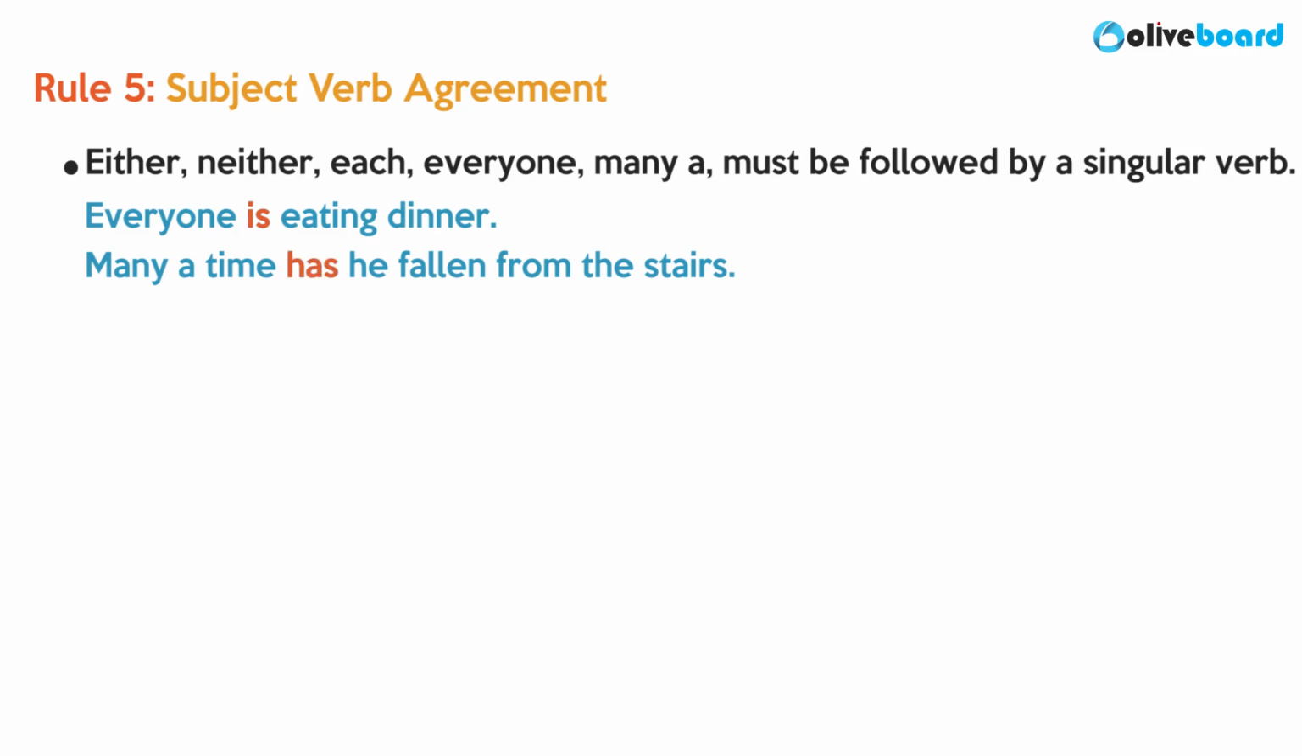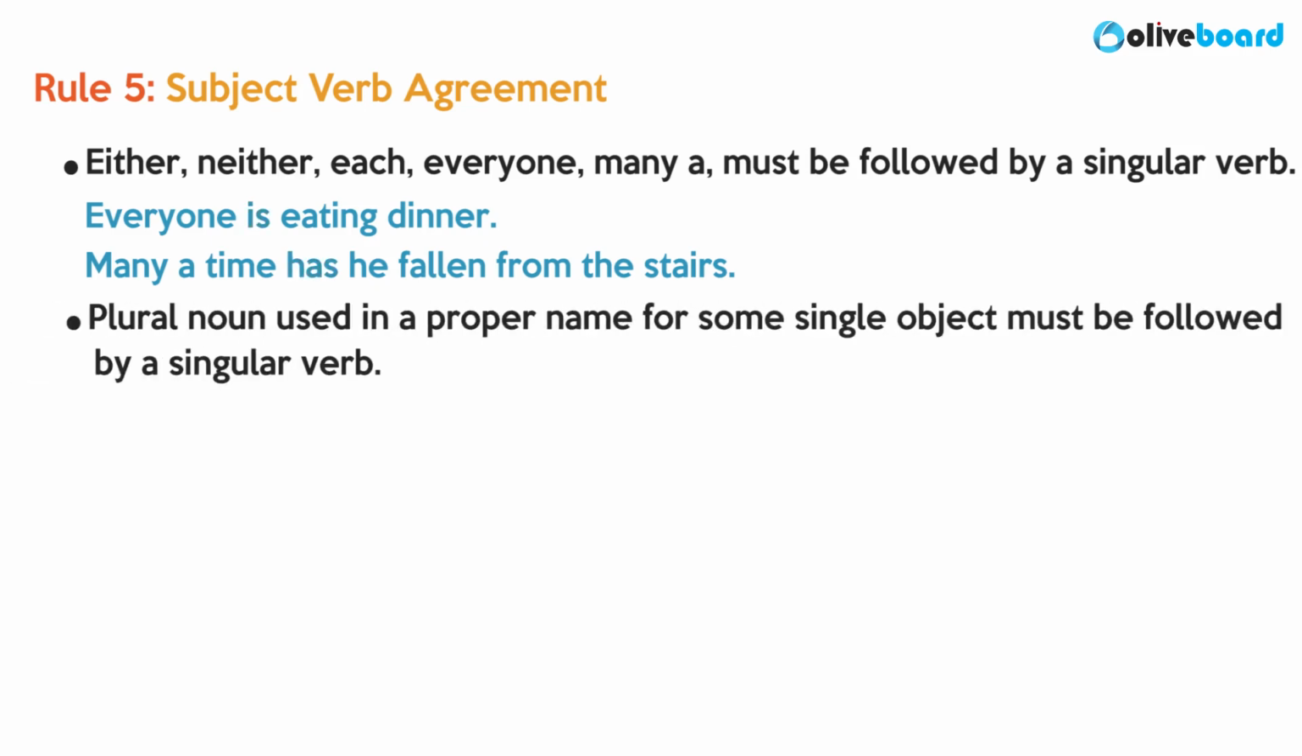This brings us to the second last rule, which states that plural nouns which are used in a proper name for some single object must be followed by a singular verb. मतलब जो nouns हमें plural form में दिखते हैं लेकिन अगर वो proper noun है तो उनके बाद हम single object के साथ एक singular verb ही use करेंगे. Let me quickly put this in a very simple manner. Plural noun which is a proper noun. So plural proper noun plus a single object plus singular verb. Fairly simple equation. एक example देखते हैं. The United States has a huge army.